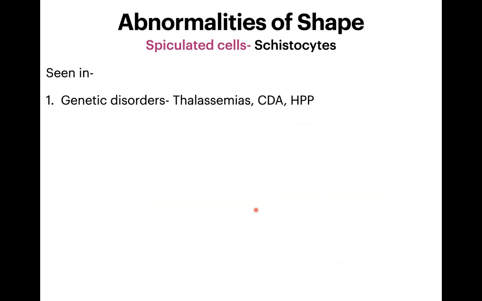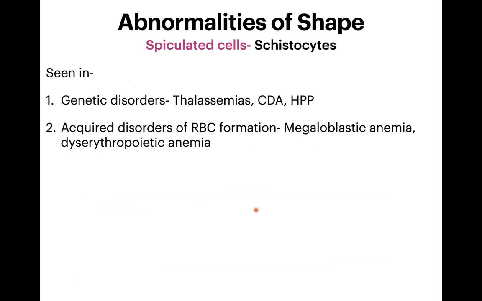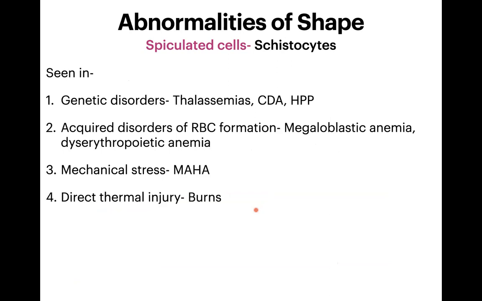Schistocytes can be seen in genetic disorders like thalassemias, congenital dyserythropoietic anemias, hereditary pyropoikilocytosis, or acquired disorders of RBC formation like megaloblastic anemia, dyserythropoietic anemias, or mechanical stress like microangiopathic hemolytic anemias, and direct thermal injuries like burns. So these are the various causes where you can find schistocytes in the blood.